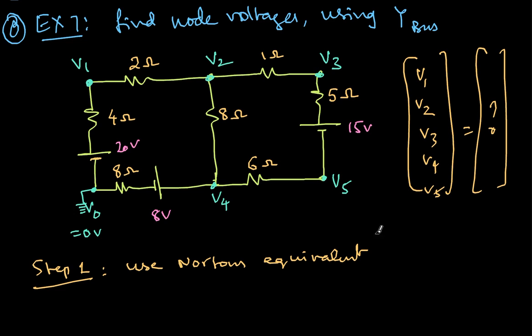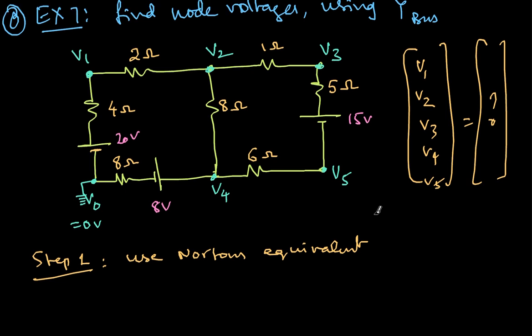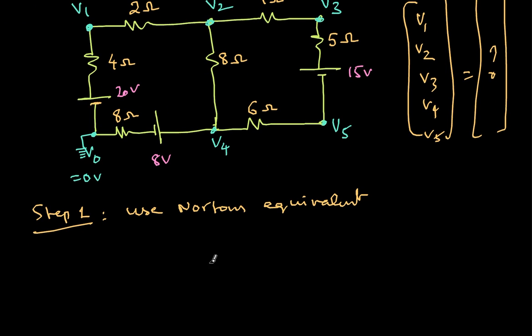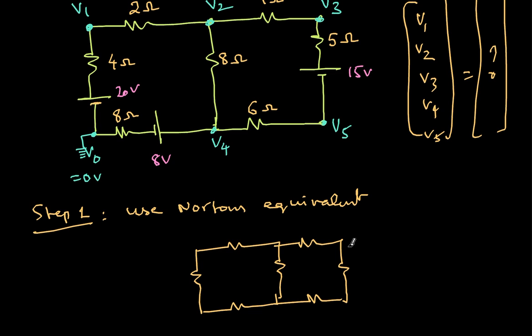So first step is use Norton's equivalent. If I use Norton's equivalent, then there are 3 voltage sources, and I can convert them into current sources. So I'll draw like this: 4, 2, 8. This is also 8, and so this is my circuit. This is the branch, and here I'll add a current source, and here I'll add a current source. Also notice I'm giving the direction properly.